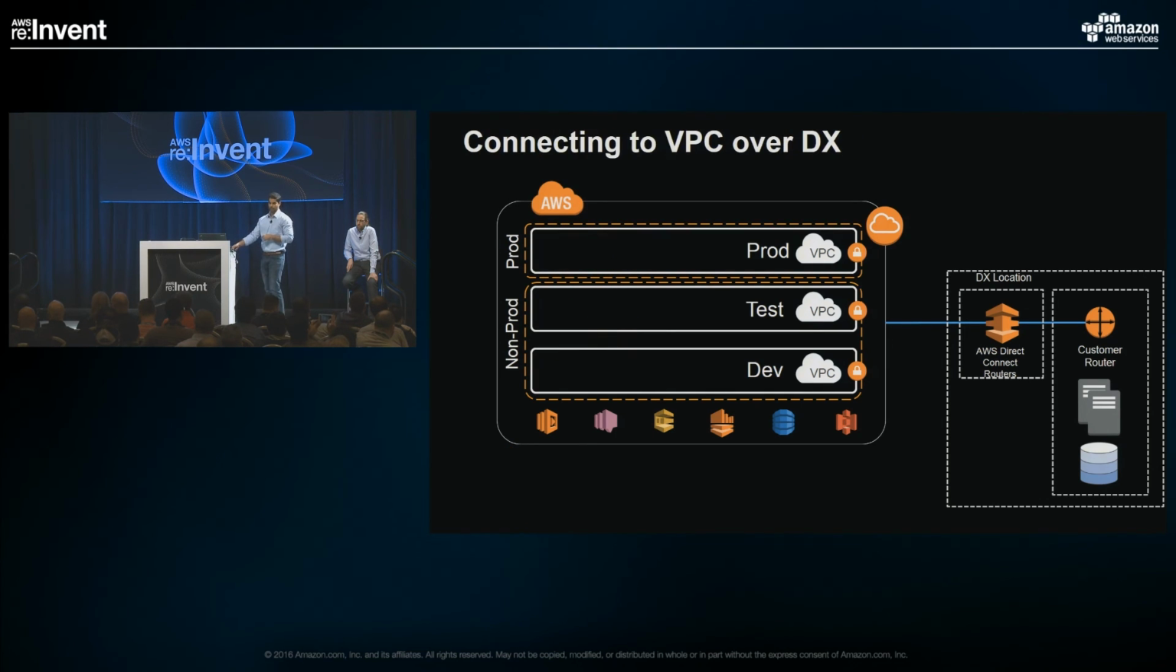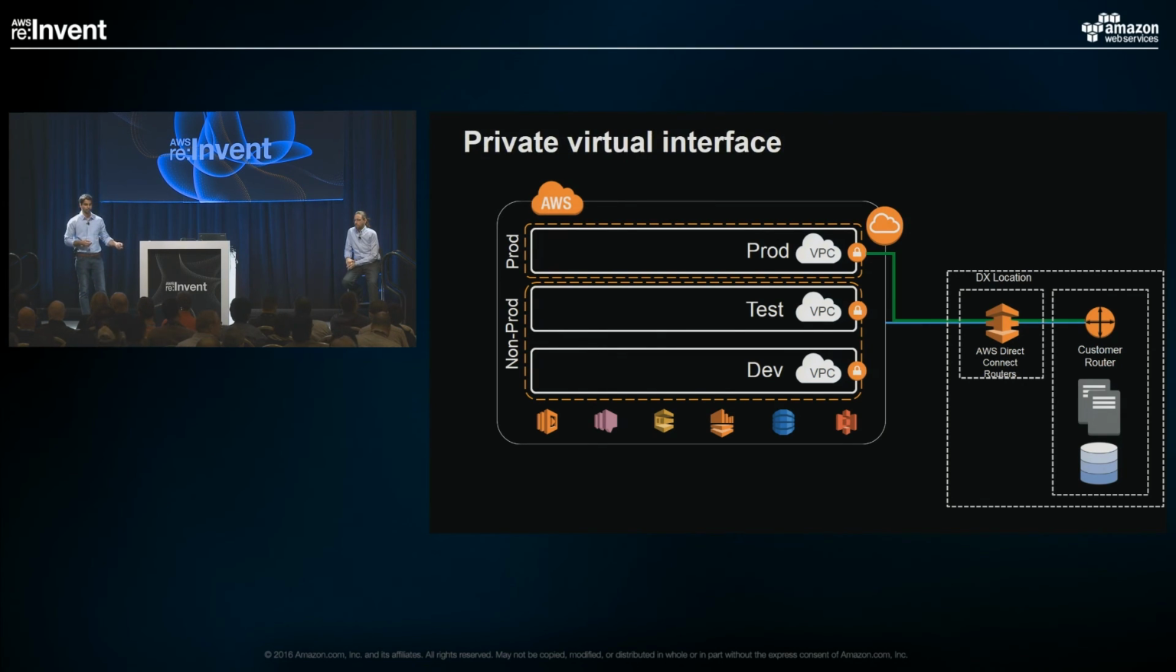Okay, so now we know what a typical infrastructure looks like. Let's see how we access resources over Direct Connect. Benjamin briefly mentioned that you need to create a virtual interface. For accessing a VPC, this is called a private virtual interface. This virtual interface can be easily created using the AWS Management Console or using an API call.